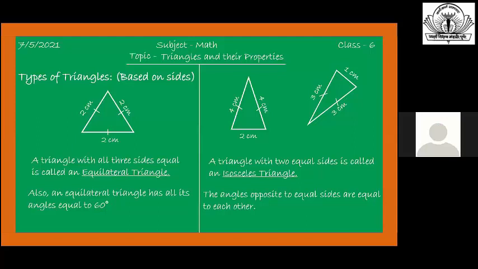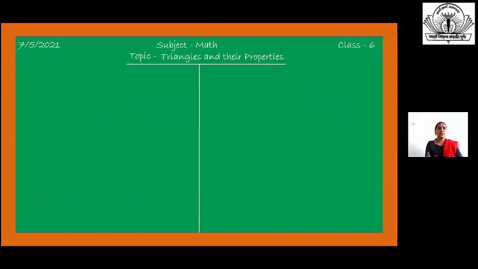Yes, ma'am. This is an isosceles triangle. Now we go to the third type. Now you tell me, we saw that all the three sides are equal. We saw that two sides are equal. Now can we have one side equal? No, ma'am. Obviously not, because for something to be equal, there has to be a pair, at least a pair.